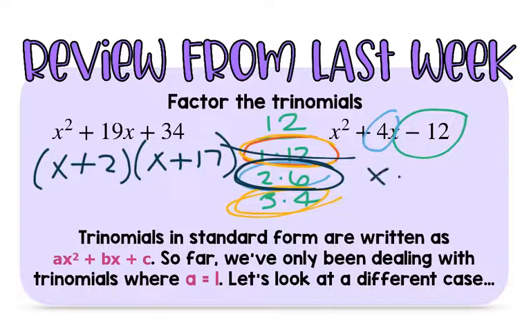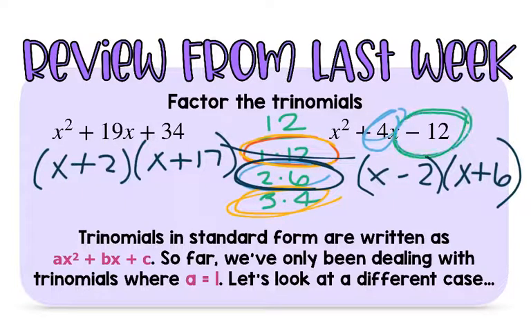So let's write that down. Make the 2 the negative and make the 6 the positive, because positive 6 and negative 2 add together to get me 4. And also negative 2 and positive 6 multiply together to get me to negative 12. So then I know I have the correct factors.